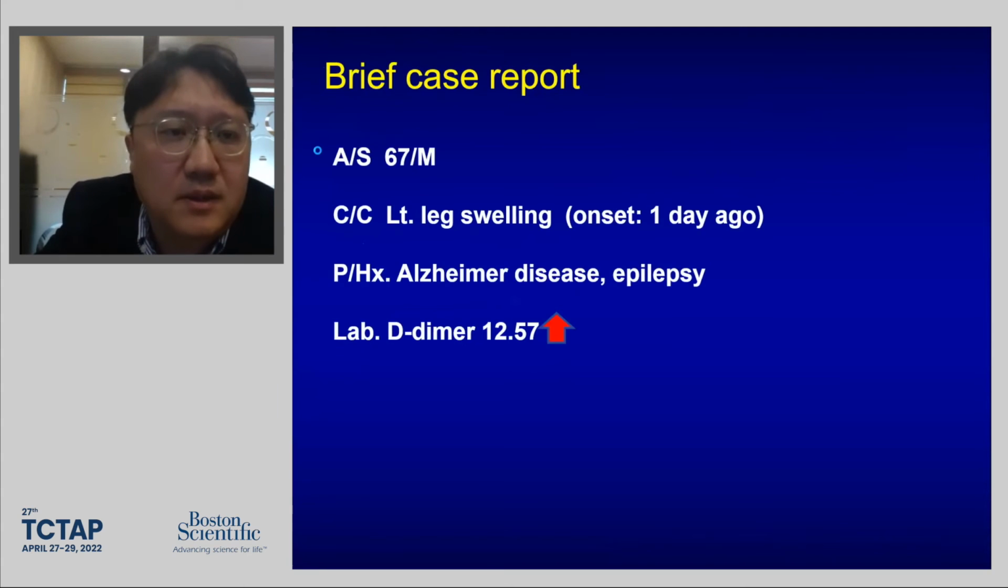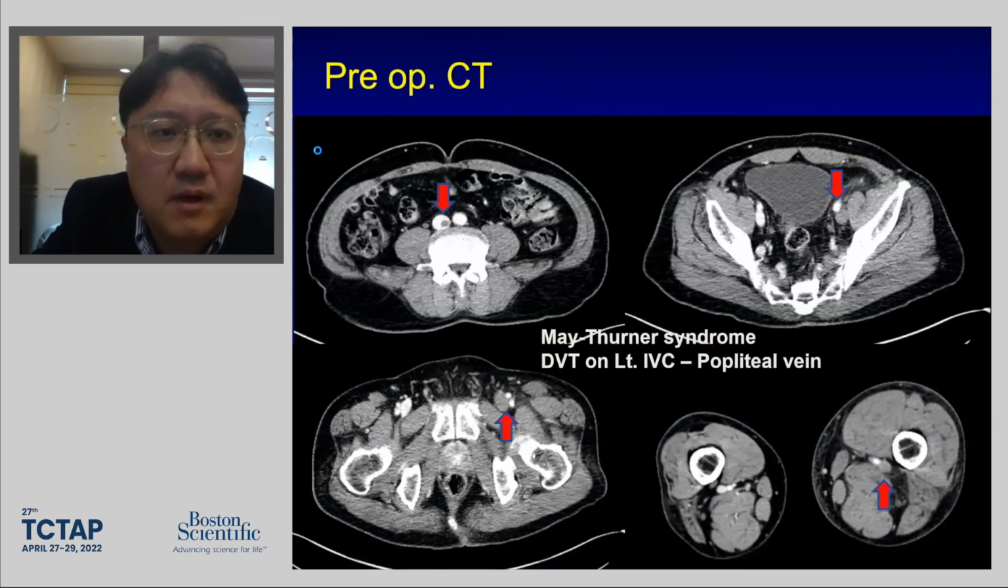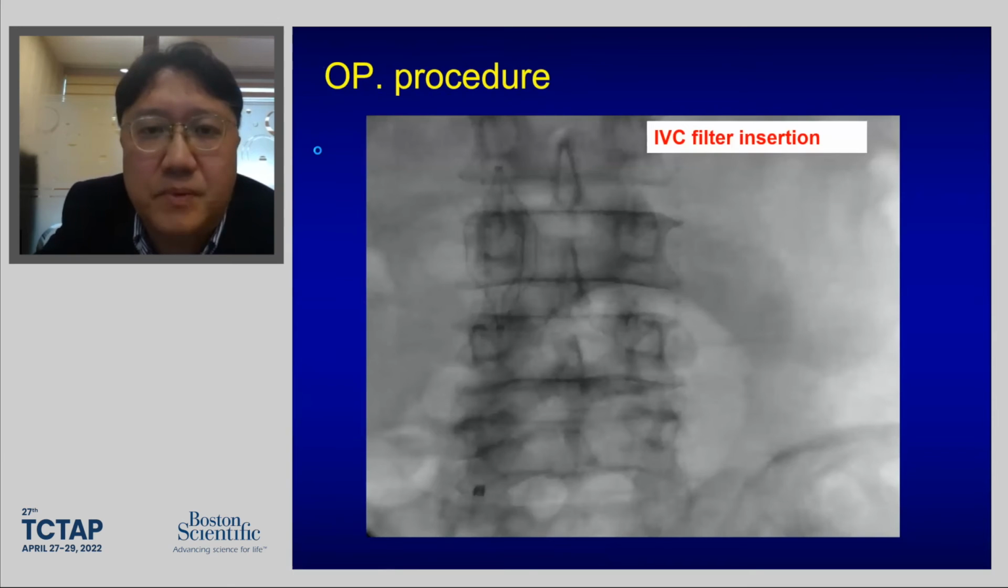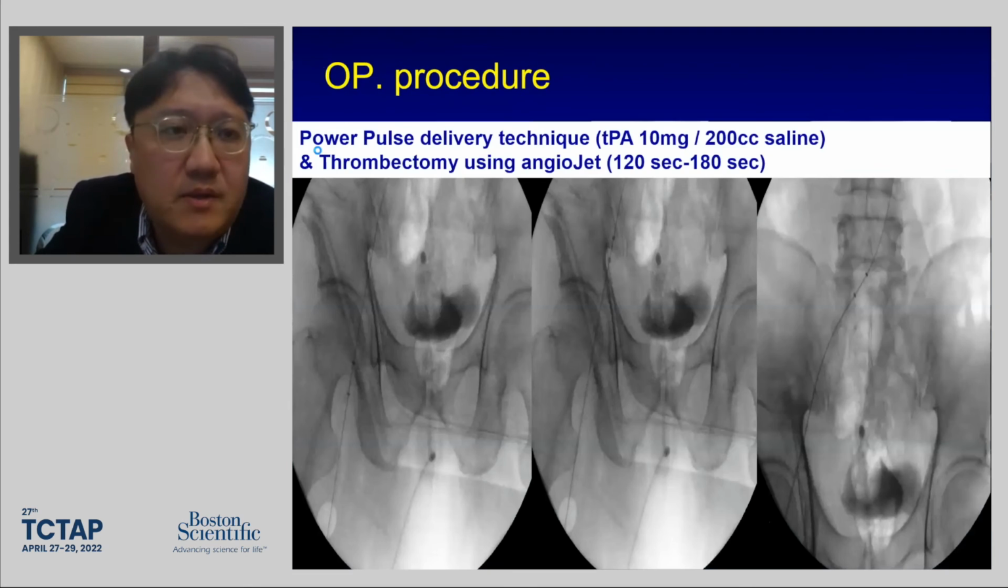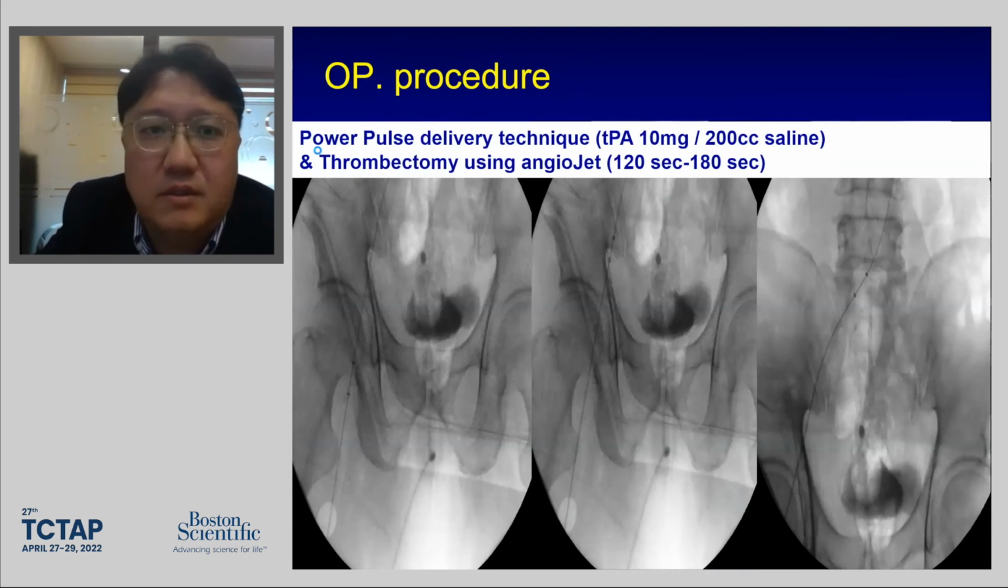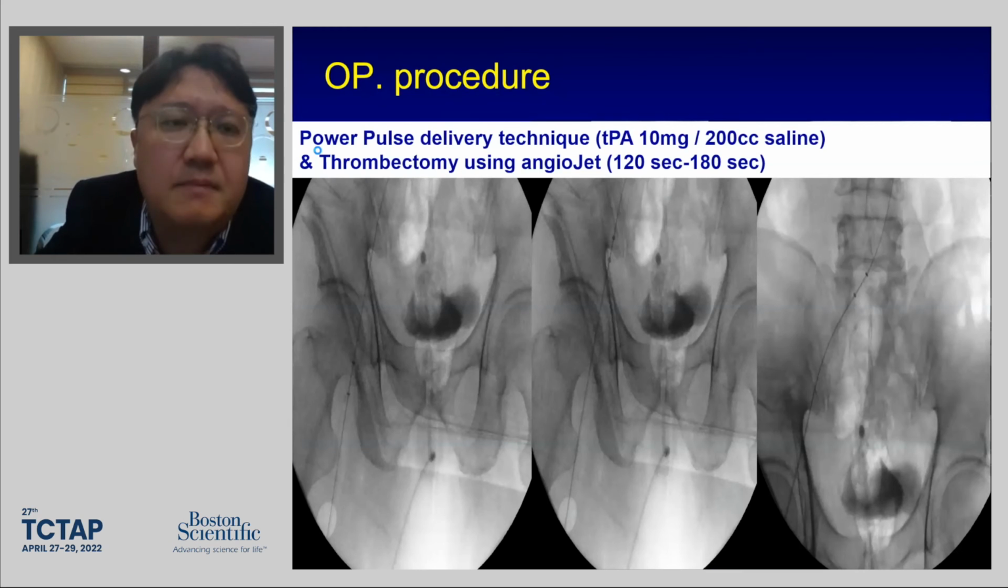This is a case of a 60-70-year-old man with left leg swelling. Symptom duration is just 1 day. Previous CT showed the IVC, iliac, common femoral, and femoral veins in total occlusion. At first, IVC filter insertion and femoral puncture were done, and venogram showed iliac and common femoral total occlusion. And then power pulse delivery technique, usually tPA 10 milligrams in 200 saline. After injection, wait 10 to 15 minutes, and then thrombectomy using AngioJet.